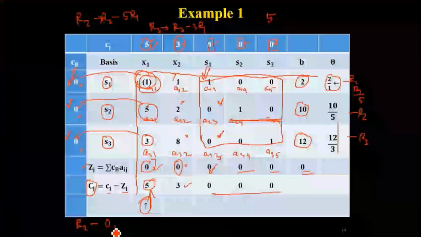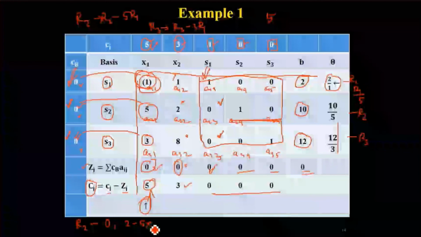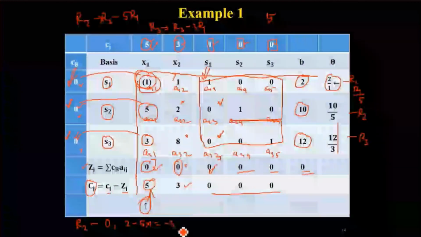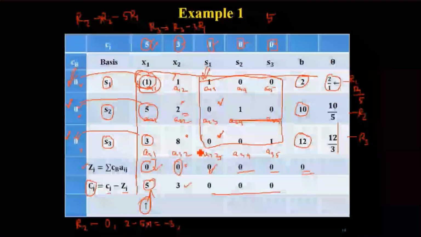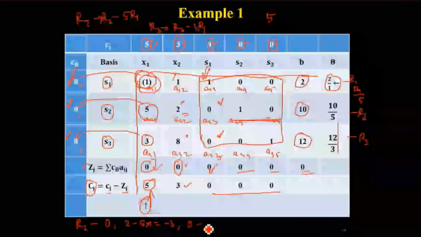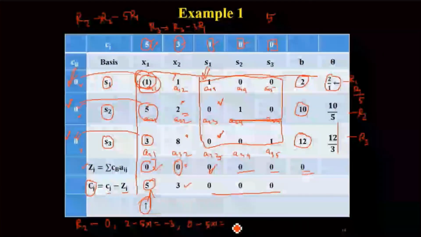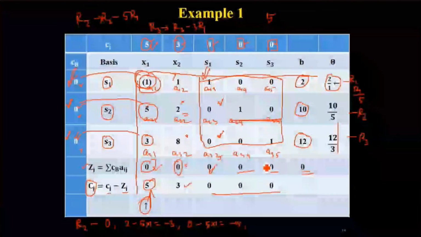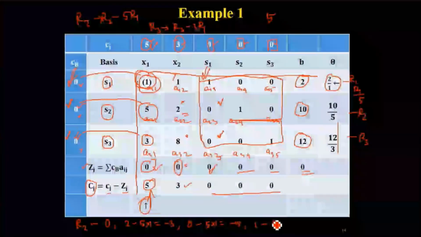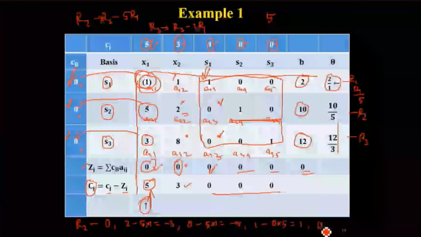Second one will be what? This is the first entry. The second entry will be 2 minus 5 into 1, that is minus 3. Now the third entry is 0, so we will get 0 minus 5 into 1, that is minus 5. Similarly, the next entry is 1, so 1 minus 0 into 5 equals 1, then the last one you will get 0.